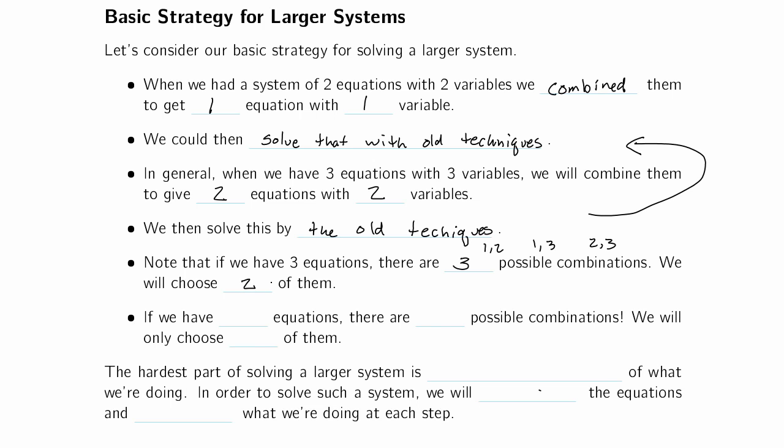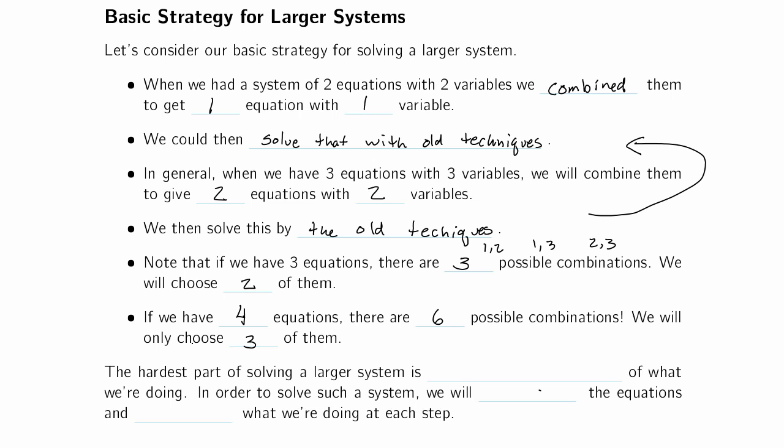If we combine one with two and one with three, for example, we would not get any extra information by combining two with three. If we had four equations, then there are, it turns out, 6 possible ways to combine them. But we'll only choose 3. In general, we want to go down a variable and also go down an equation. So at every round in solving a large system, our problem gets smaller and simpler.